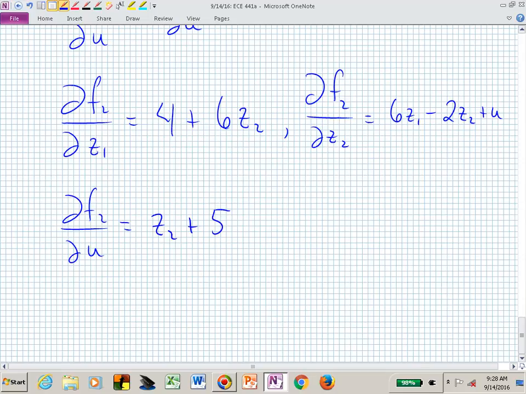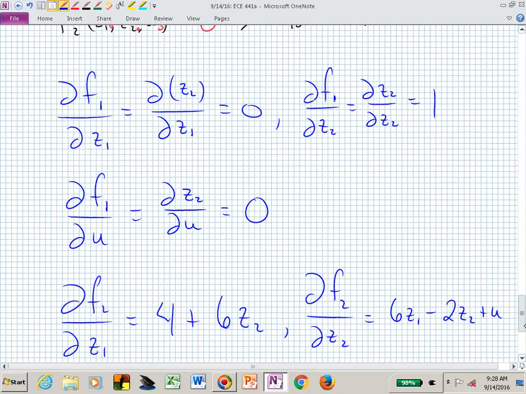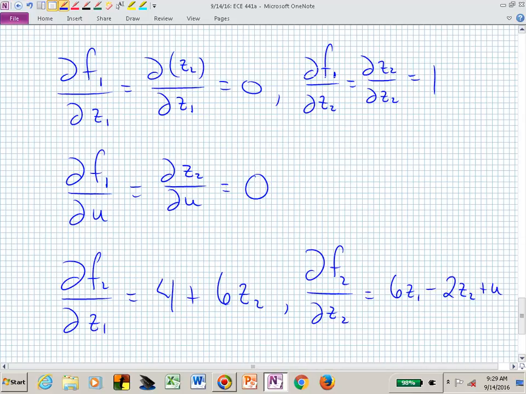Now, what we need to do is we need to evaluate all of these partials at the nominal operating points, which were all zeros. Which means anywhere we have a Z1, a Z2, or a U, we replace those with zeros. In general, maybe Z1 naught might be pi over 7, just as an example. Then anywhere you saw a Z1, you would replace that with pi over 7 after you've taken the partials. Is that clear?